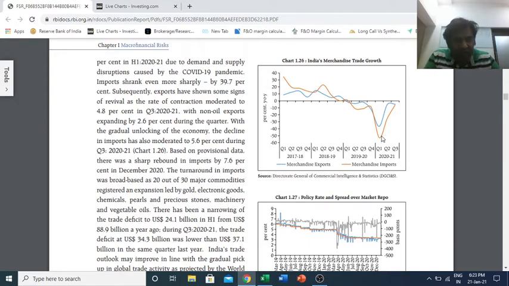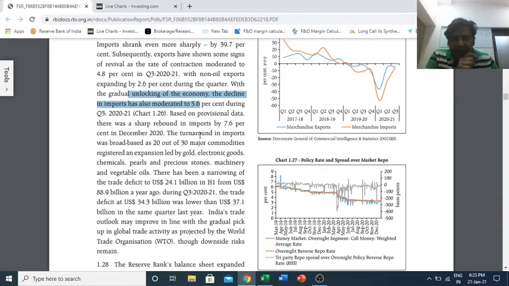Now post pandemic, with the gradual unlocking, the decline in imports has also moderated. Of course, once unlock happens, people will again start importing. So that has happened. But one thing we need to pay attention to is electronic goods. Earlier we were importing them in a large way. Now at least that has reduced, so that's a good thing.